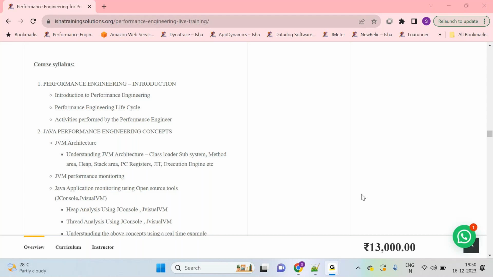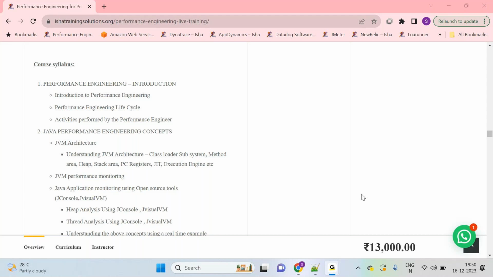If there is a problem, you identify it early and resolve it early, and the impact is very, very less in the case of proactive performance engineering. But most of the time that is not happening. Most of the time, the performance engineering activity is a kind of reactive process. What is that reactive process?